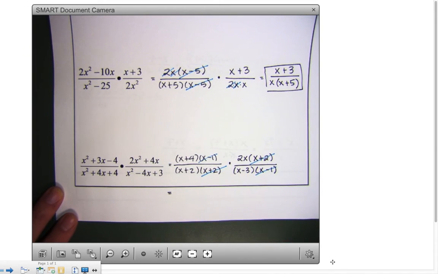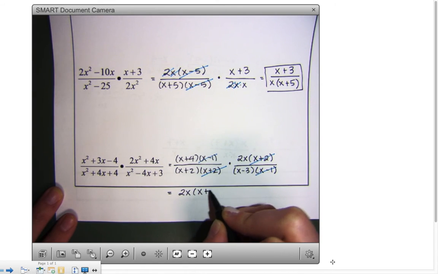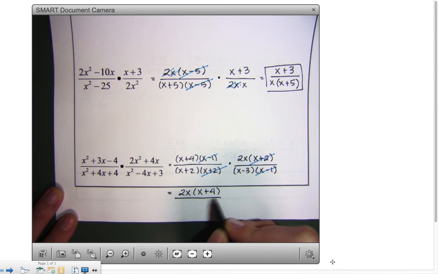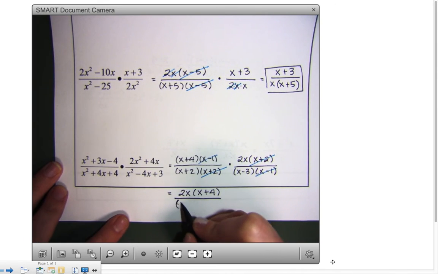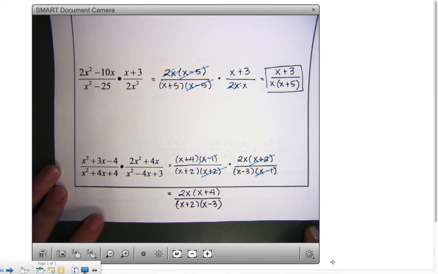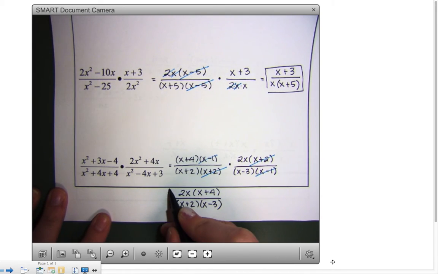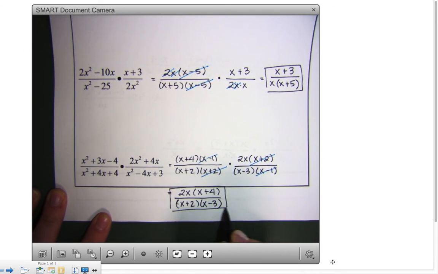So let's multiply top times top, bottom times bottom. So I've got 2x times x plus 4 in the numerator, and x plus 2, x minus 3 in the denominator. Again, don't multiply them through because I want it in the simplified form, and that's the factored form. So that's your final answer.